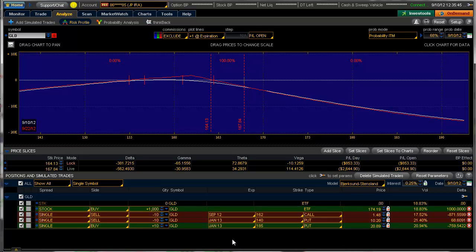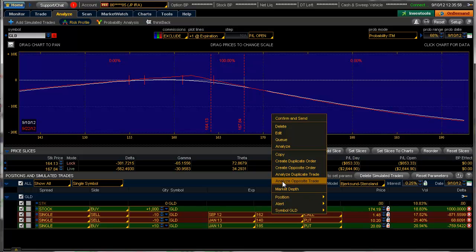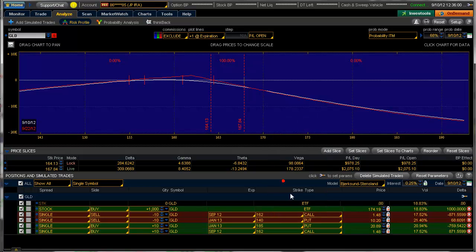All right, so what can he do? Well, the first thing we want to do is figure out what we're going to do about this call. So I would say, you know what, we should maybe roll it. So let's buy this thing back. So we'll say analyze opposite trade.